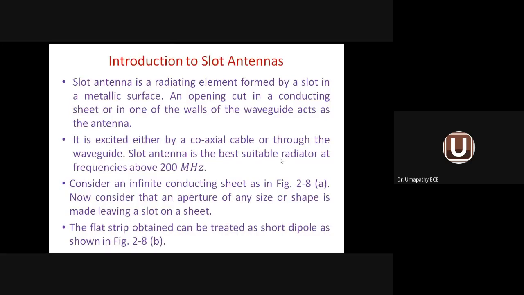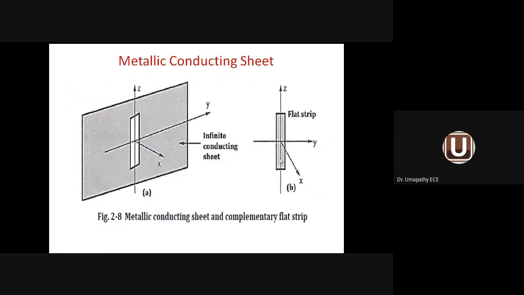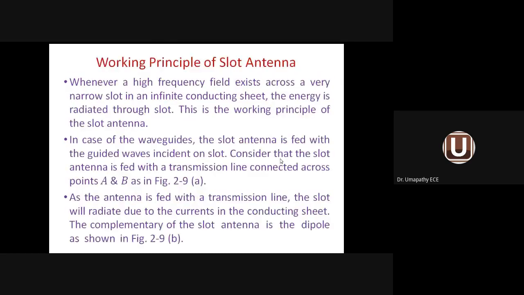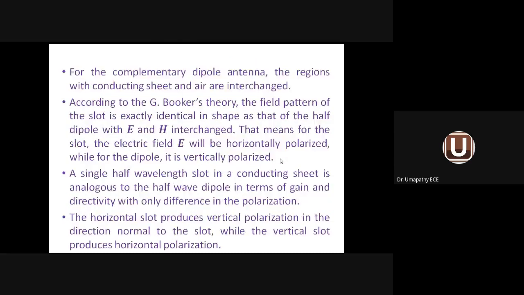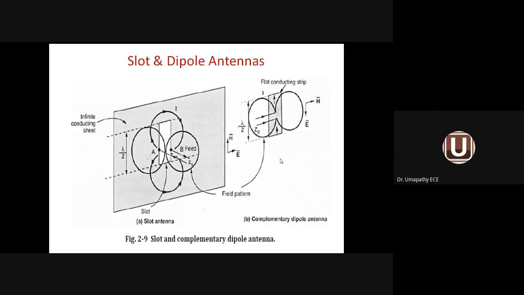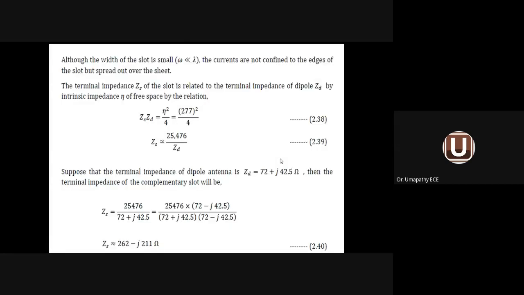we saw the introduction, and how to prepare a slot antenna with respect to a metallic conducting sheet, the working principle of slot antenna, and the comparison of polarization between the slot antenna and the dipole antenna, which are complementary to each other. Then we are able to get the total impedance for the slot antenna in terms of ZS and ZD, whereas ZS is the terminal impedance for the slot, and ZD is the terminal impedance for the dipole. When I combine them, I will get it for the slot.